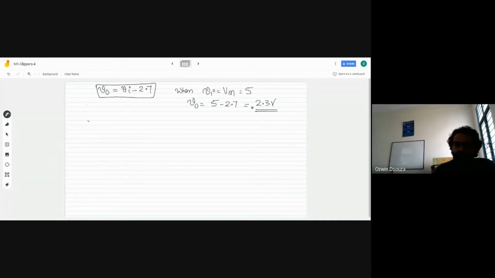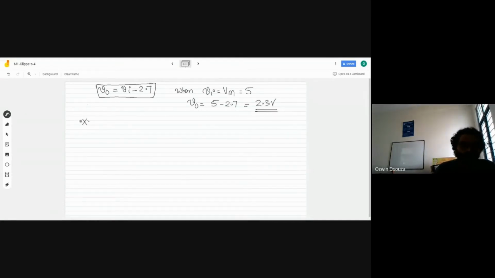In the previous problems, we used to get the output peak at the Vm level itself. But in case of a biased clipper, you will not get your output at Vm. Instead, your output will be reduced to a different value. In this case, the output got reduced to 2.3 volts.